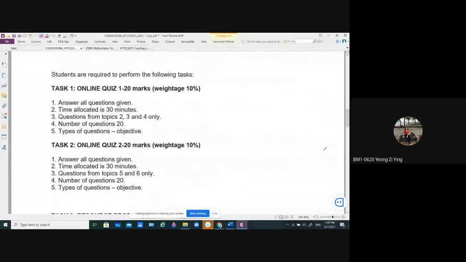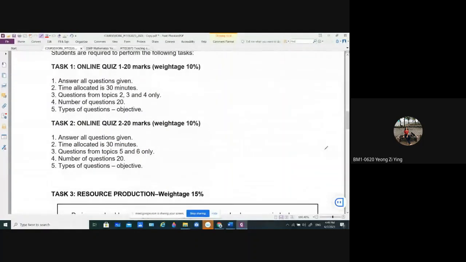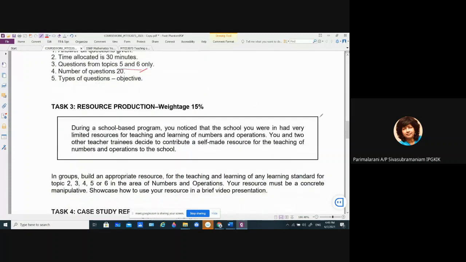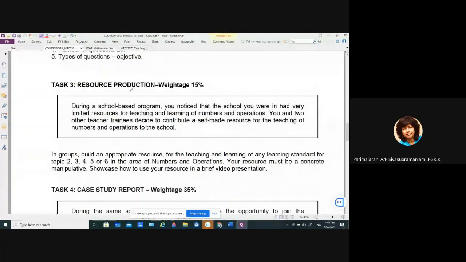Okay, students are required to perform the following tasks. First task, as usual, online quiz is 20 objective questions to be done in 30 minutes. Okay, and task quiz 2 is also another 20 objective questions for topics 5 and 6. Okay, so quiz task 1 and 2, no problem for you. Okay, so task 3, resource production.